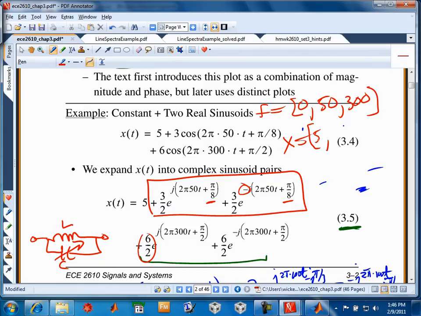And then I would put in 3 times exp of j pi over 8 for this term. I don't divide it by 2. And then for the third term, I would put in 6 exp of j times pi over 2. And that's how I would get the correct plot.